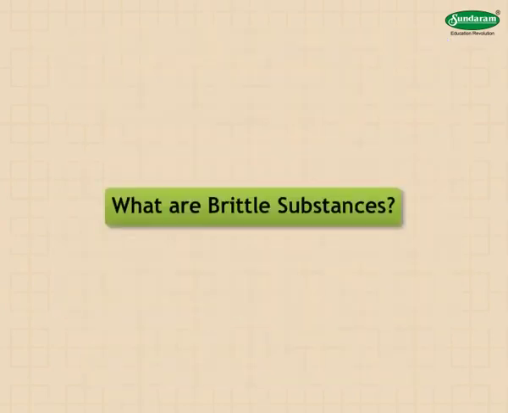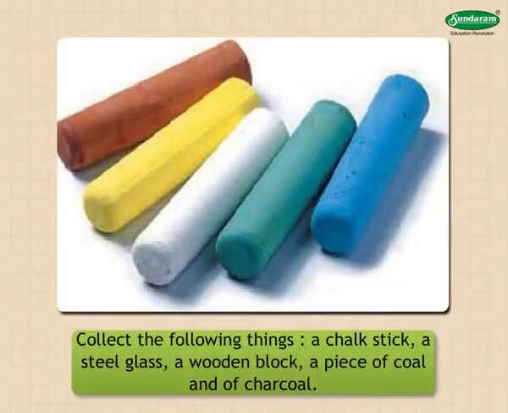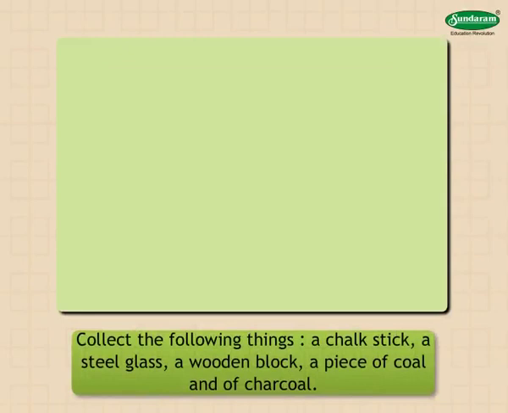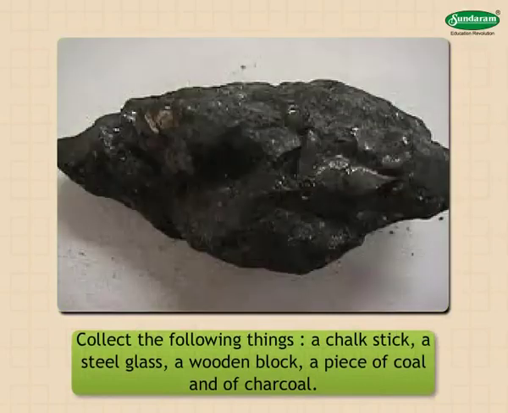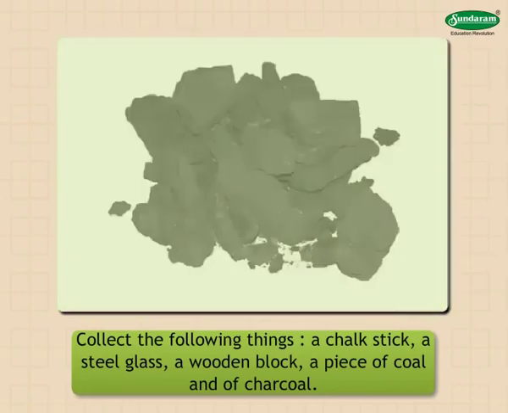What are brittle substances? Try this. Collect the following things: a chalk stick, a steel glass, a wooden block, a piece of coal, and of charcoal.